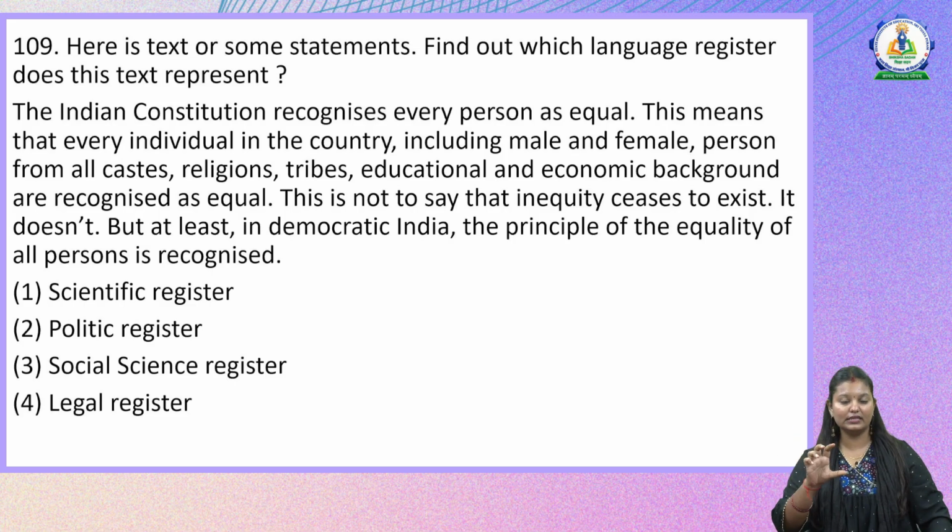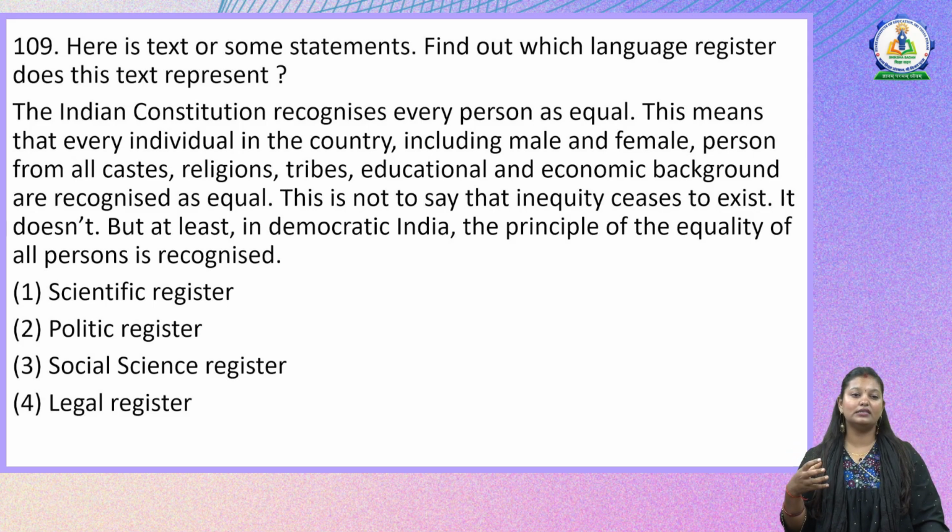So we have read this text now. We can understand that it is from a concept that is related to the Indian Constitution. It is talking about equality of opportunities and how there should be no unfair treatment of people based on the varied backgrounds that they are from. Now let us look at the 4 options in front of us. The first is scientific register. Second, political register. Option 3, social science register. And option 4, a legal register.